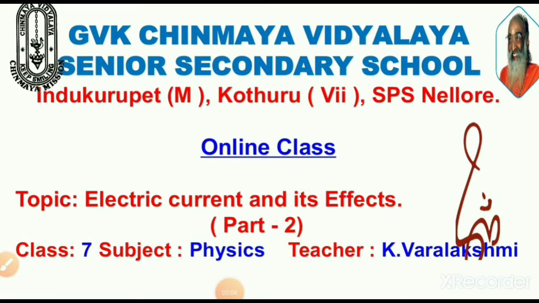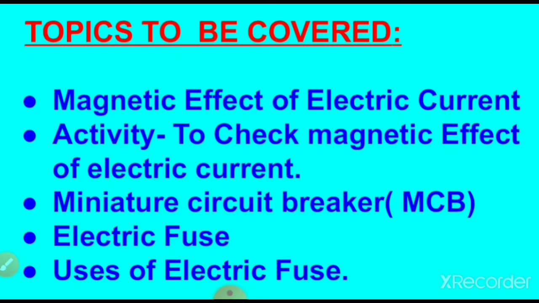Topic: electric current and its effects, part 2. Topics to be covered in this lesson: magnetic effect of electric current, an activity to check the magnetic effect of electric current, the miniature circuit breaker (MCB), the electric fuse, and uses of the electric fuse.